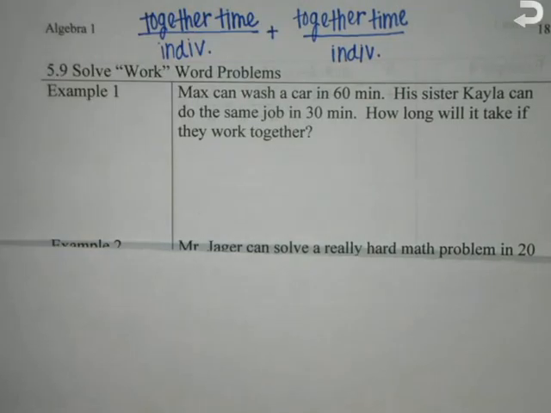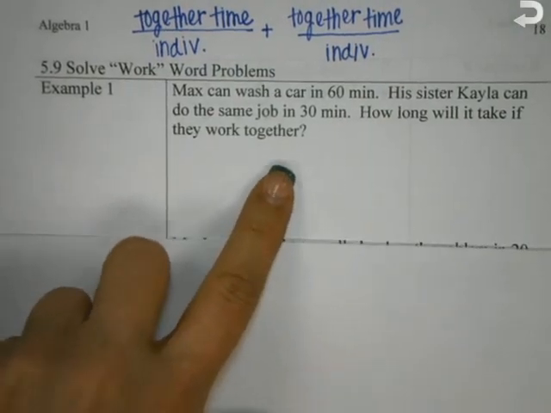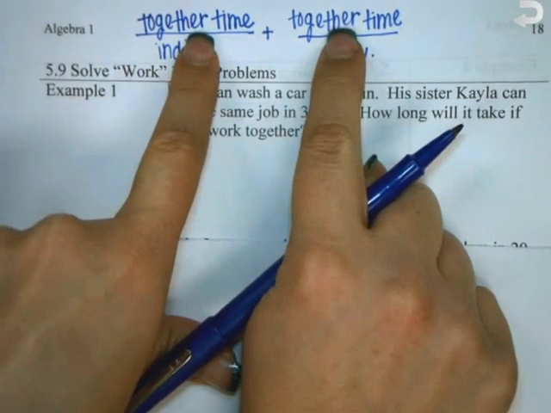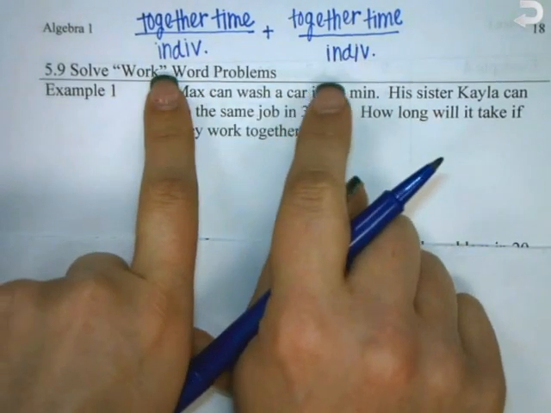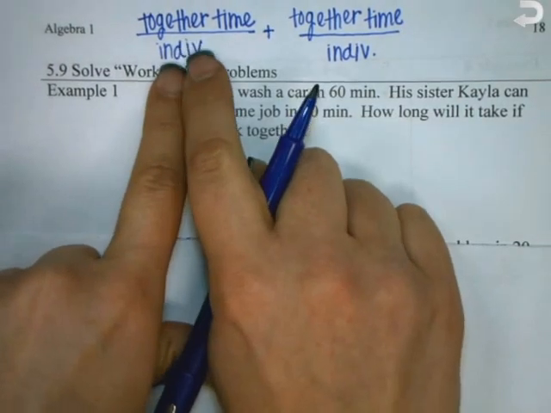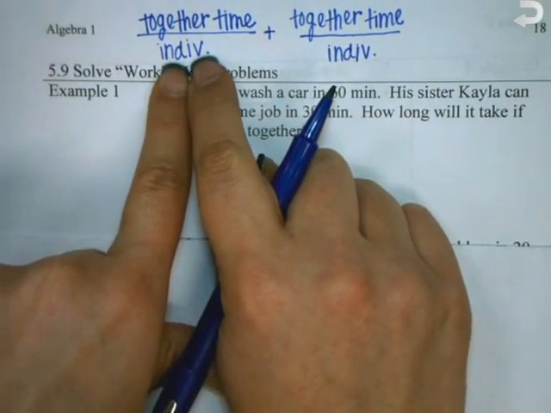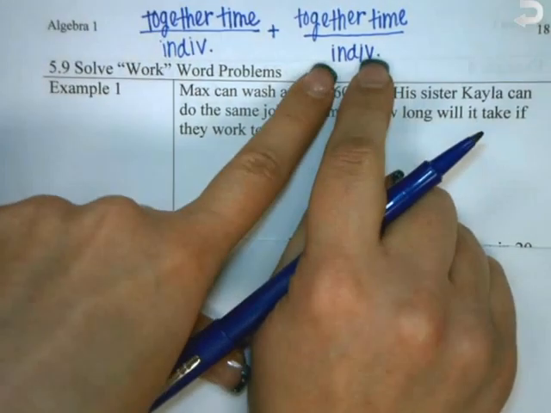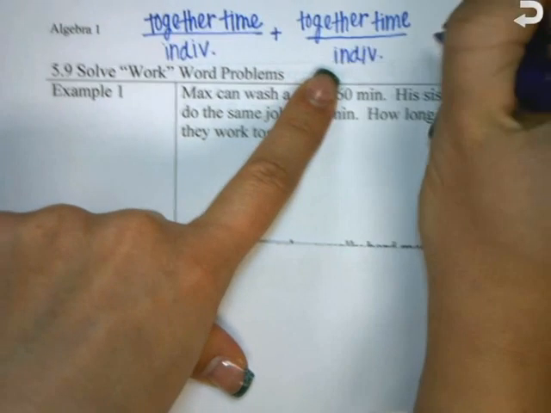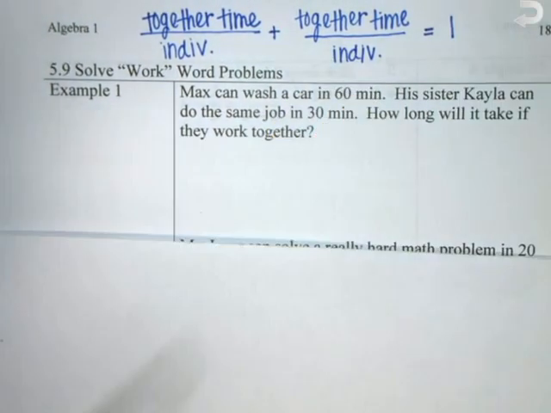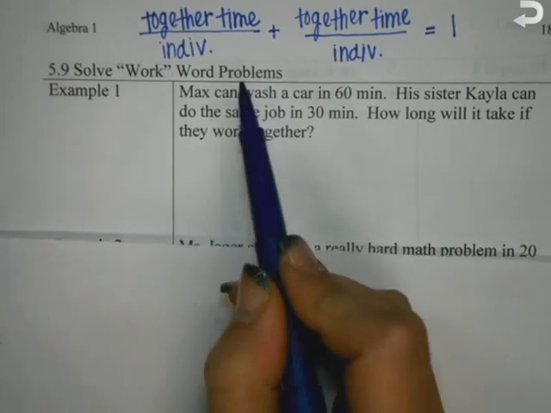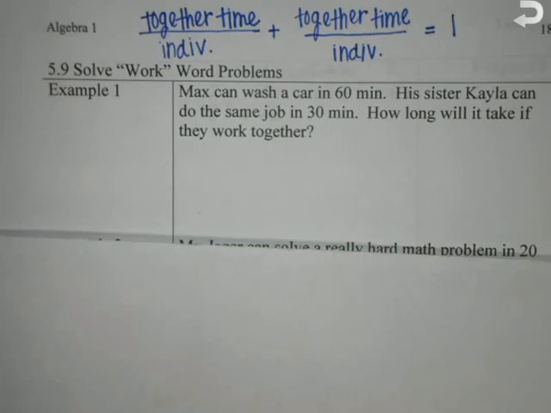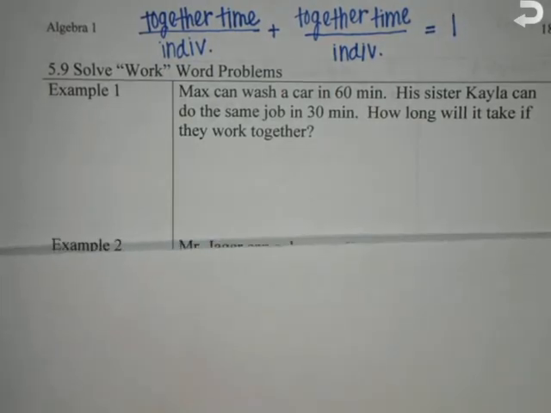Okay? So for example 1, we don't know how long it takes them to work together, so that's our variable, so we're going to put a variable up here. We know that Max can wash in 60 minutes, so that first one goes under 60. His sister Kayla can do it in 30, so for the second one we put it over 30. But all of that equals one completed job. And we're going to use this formula for every single one. So I'll give you a minute or so to finish writing down the problem.